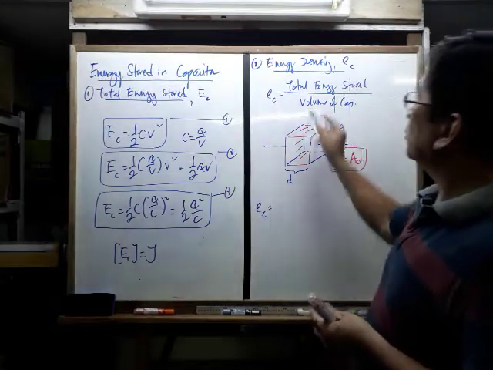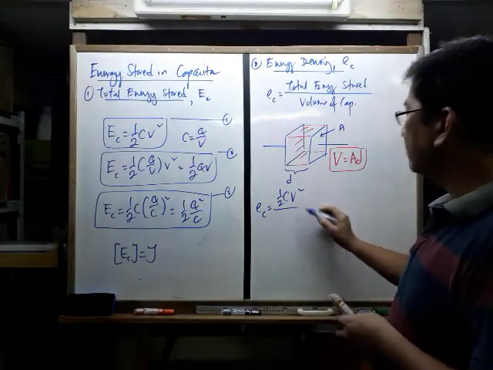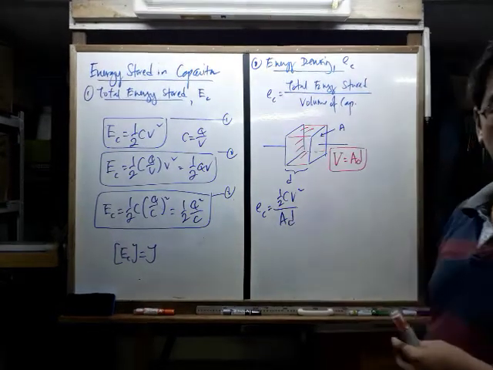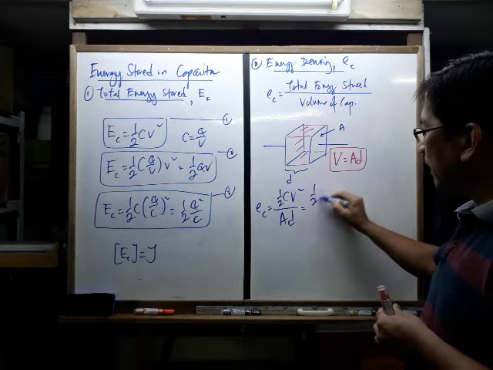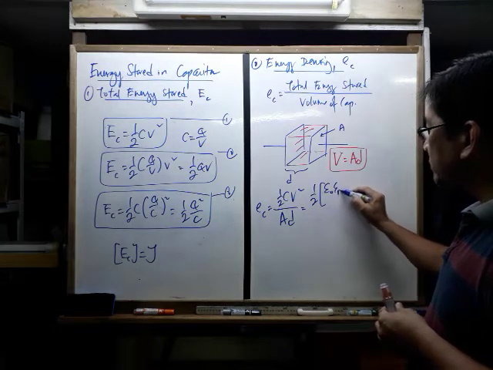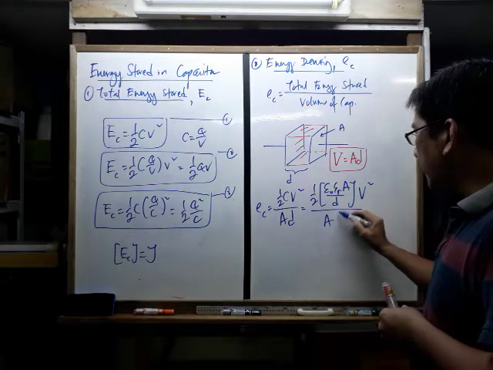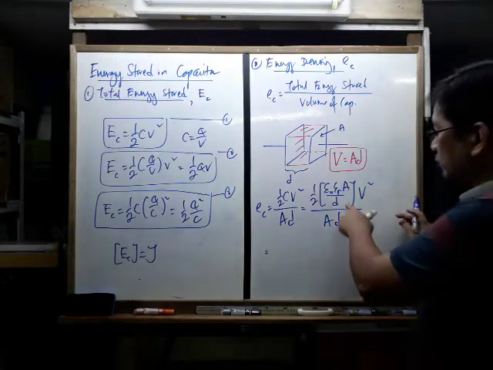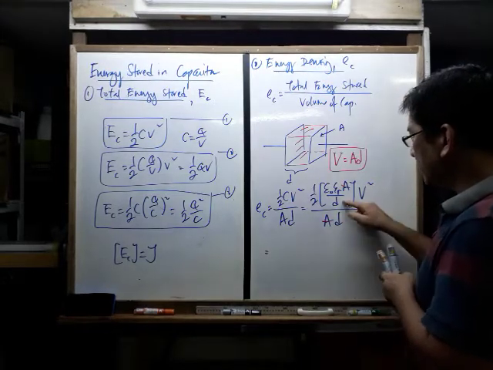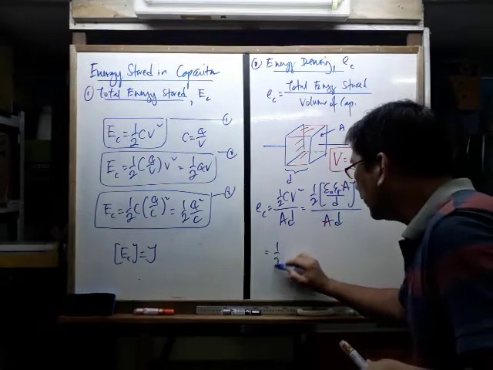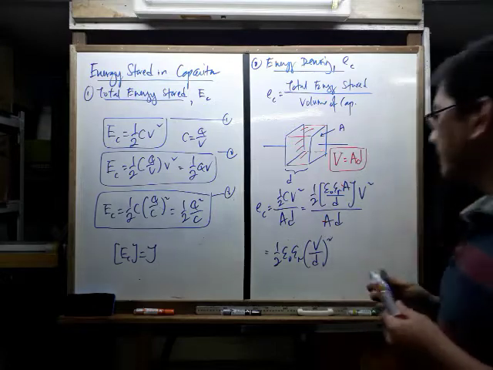This is where we start. Energy density is equal to total energy stored. We use this formula, half CV squared, divided by the volume, AD. From here, we expand the C. Our C is actually epsilon naught, epsilon R, A over D, and then we have voltage squared divided by AD. Now, what do you get? We can cancel the A, no more. And then this one combined. So we have this: half epsilon naught, epsilon R, voltage per separation D.